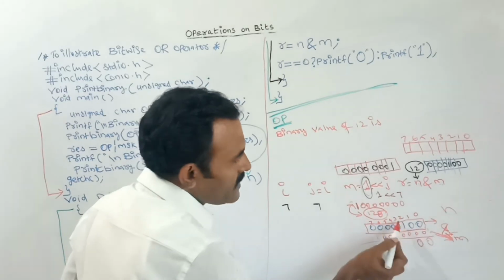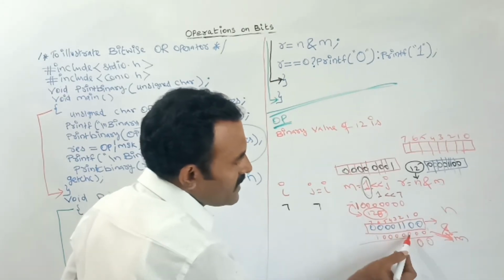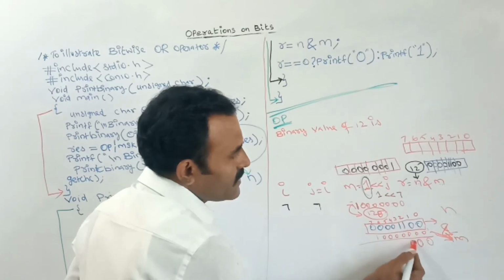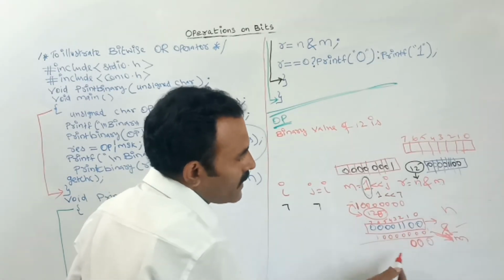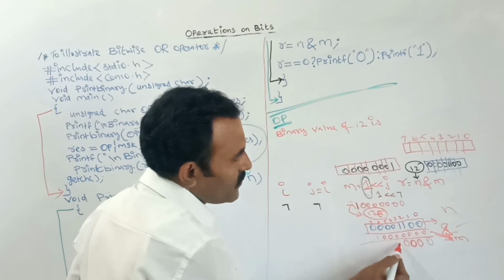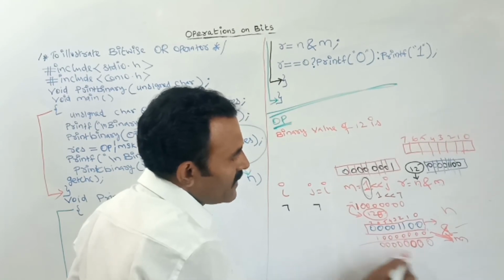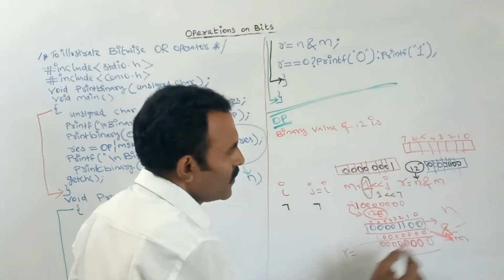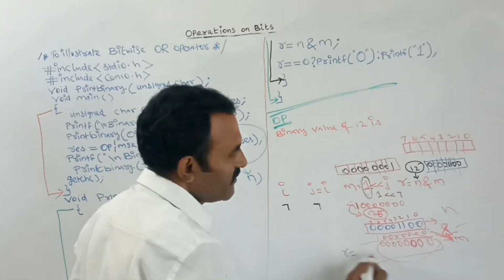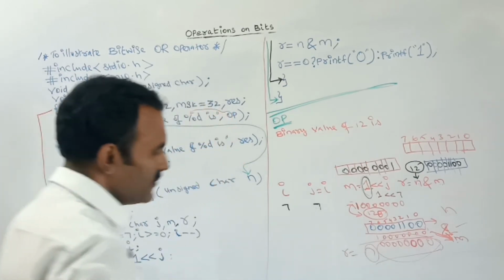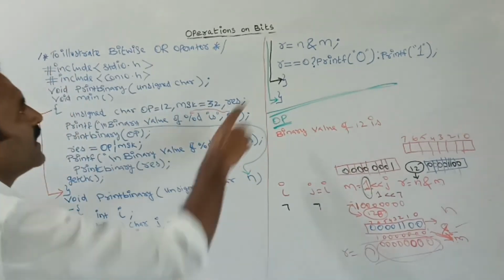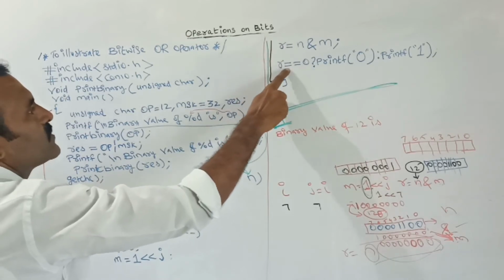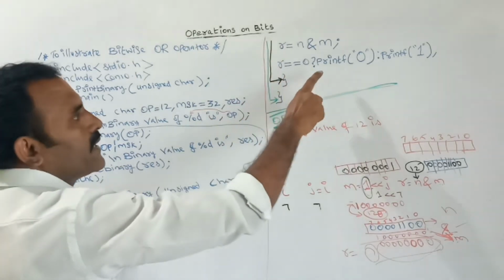For N the second position is 1, for M the second position is 0. 1 and 0, then the result is 0, because here I am using the AND operator. Next, for this also 0, for this also 0, every bit value is 0. So here R is equal to 0, every bit value is 0. If every bit value is 0, then the R value is 0. So what is the value of R? 0.